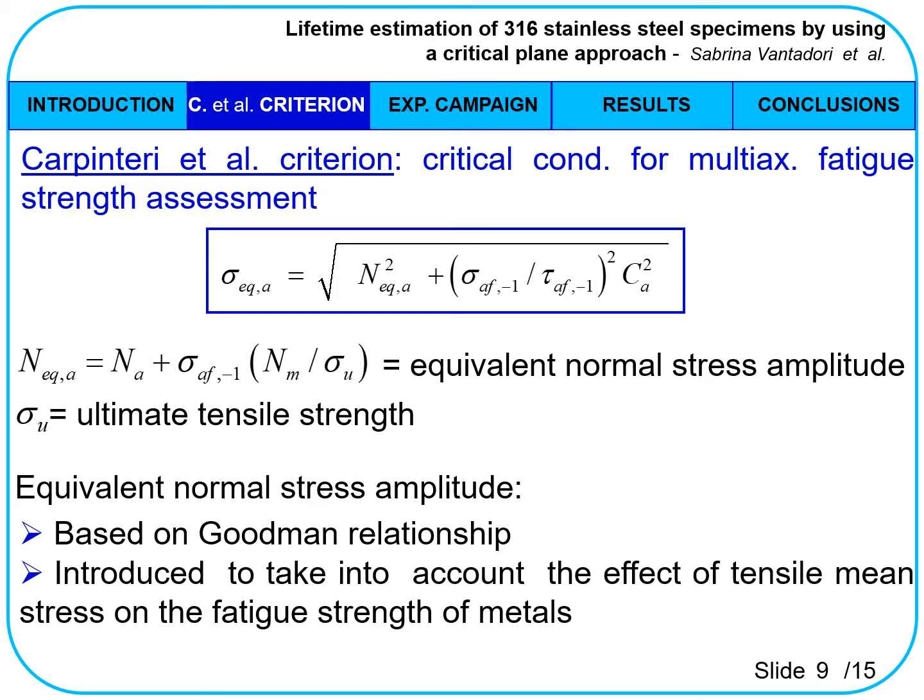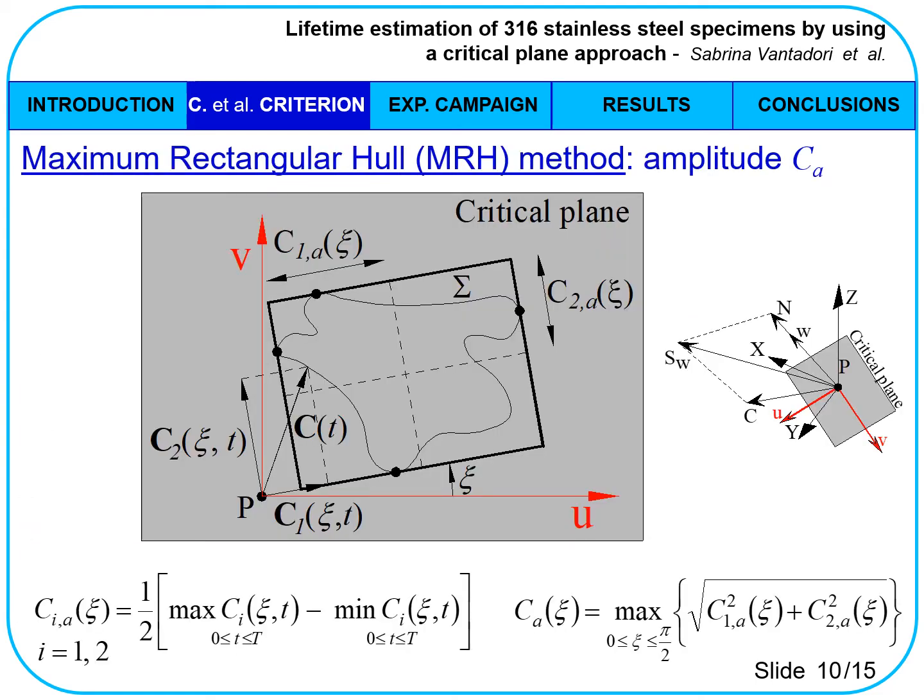As previously mentioned, the amplitude NA and the mean value NM can readily be computed since the direction of n is fixed with respect to time. On the other hand, the definition of amplitude CA is not unique. The present criterion implements the CA computation by means of the maximum rectangular hull method proposed by Araujo and others.